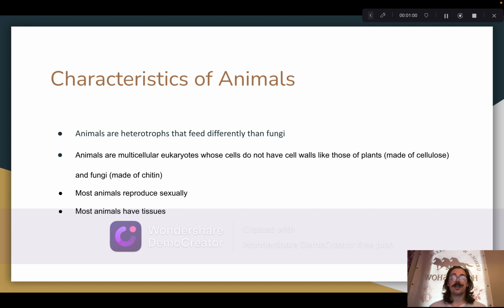Animals are multicellular. They're eukaryotes. Their cells have nuclei, but their cells do not have cell walls like the cells of plants or fungi.